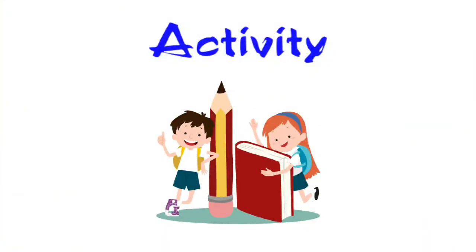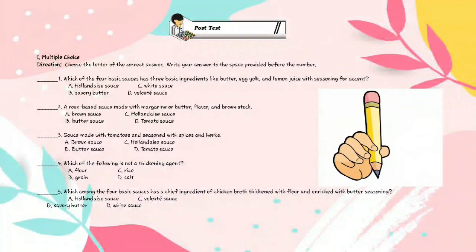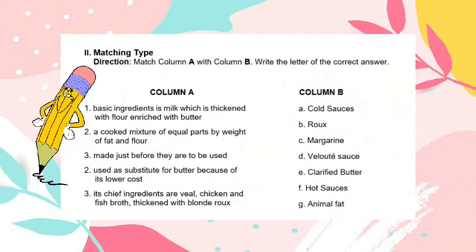And now that we have discussed the different sauces, it is time for our activity. For our activity, you answer to check your understanding and the post test. So for the post test, again, we have multiple choice and matching type of test for a total of 10 items.